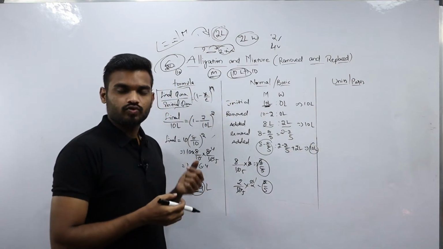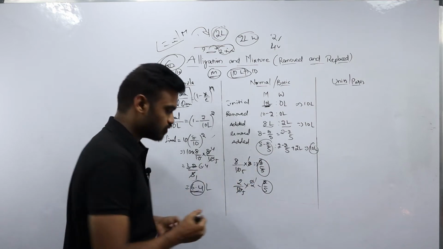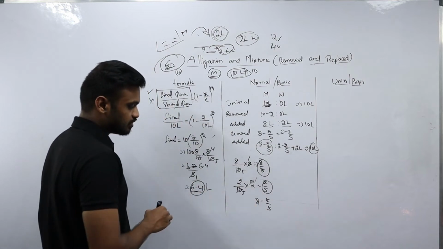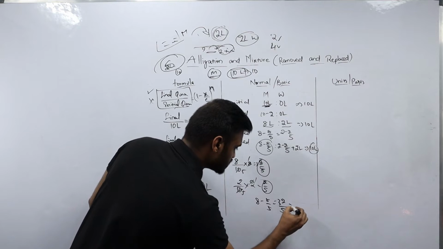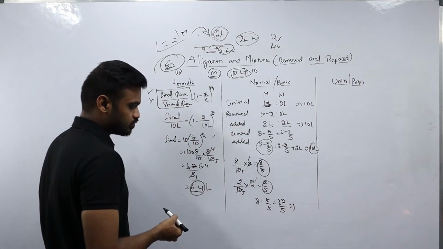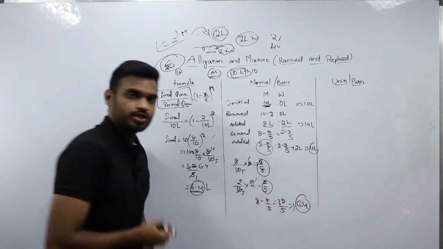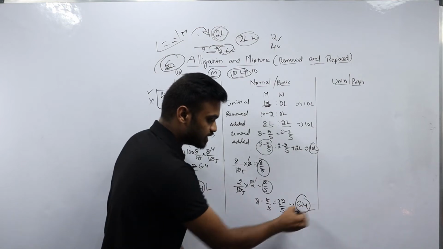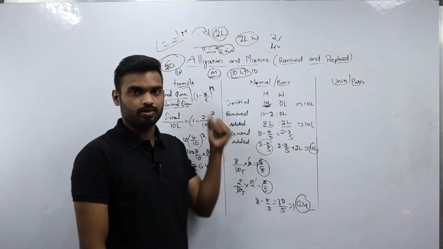Now we need to find out the total quantity of milk in the mixture, that is 8 minus 8 by 5. That is 5 eights are 40, and 40 minus 8 is 32 by 5. That is nothing but 6.4. The total quantity of milk in the final mixture, that is 10 liters, is 6.4 liters. In this way we will solve the problem using this basic or normal method.